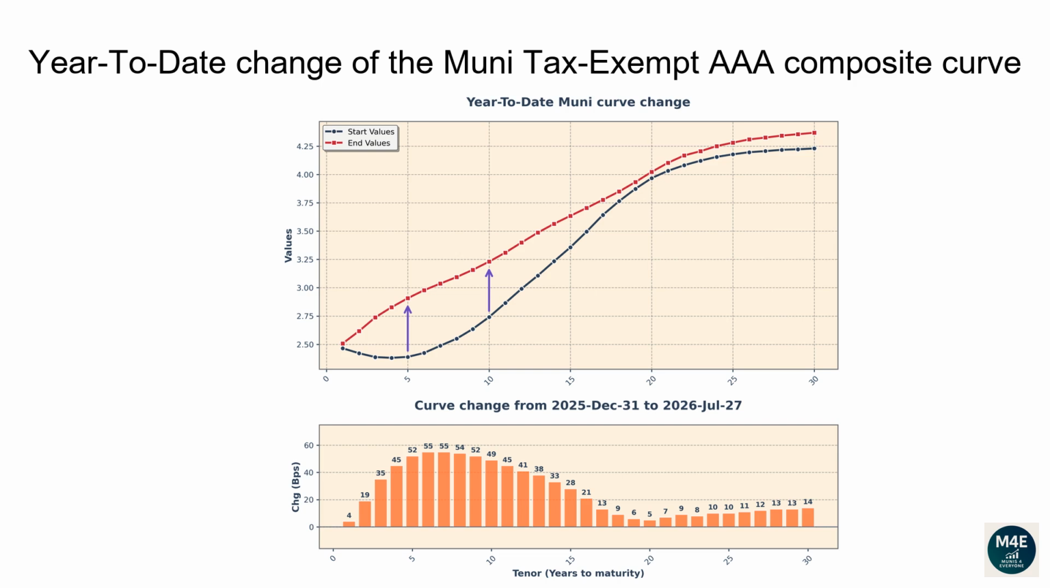The 1-year tenor changed 4 basis points. The 2-year tenor changed 19 basis points. The 5-year tenor changed 52 basis points. The 10-year tenor changed 49 basis points. The 20-year tenor changed 5 basis points. The 30-year tenor changed 14 basis points.